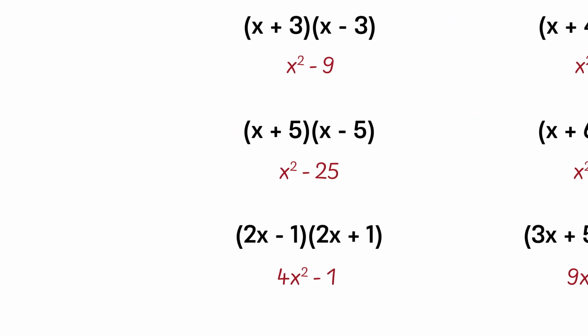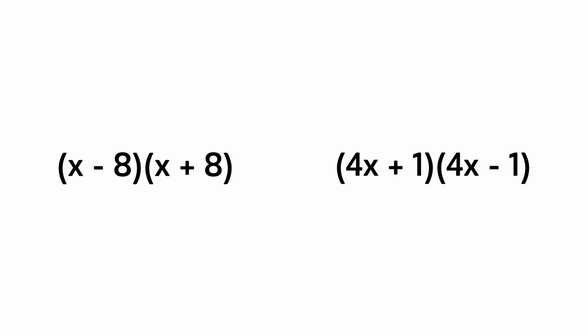Therefore, with this in mind, see if you can rewrite these binomials by using the shortcut only. Pause the video and give it a shot. Here are the answers. Again, since the binomials are the exact same except one has a minus and one has a plus, all we have to do is multiply the first terms in each parentheses and then multiply the second terms.